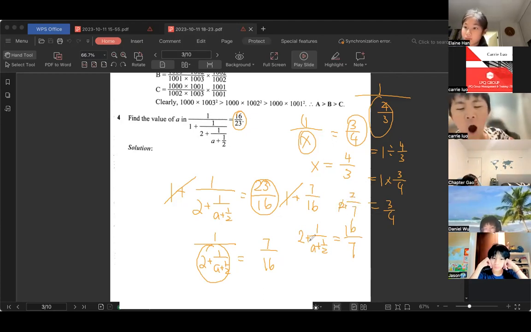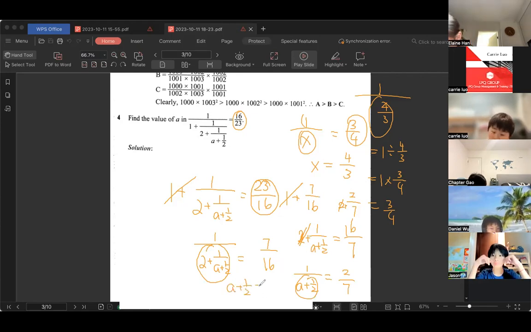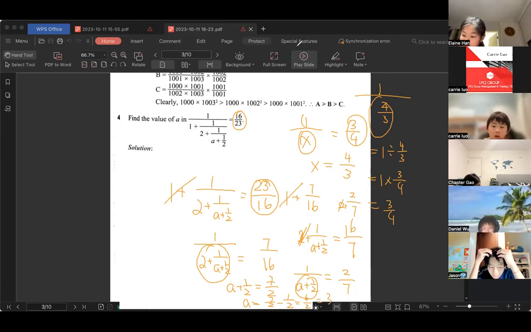So 2 plus are gone. So 1 over a plus half equals 2 over 7. So again, because this is 1 over the thing equals 2 over 7, so a plus half equals 7 over 2. So a equals 7 over 2 minus 1 over 2 equals 6 over 2, which is 3. Get it, everybody? I have seen Elaine send me the right answer. Okay.